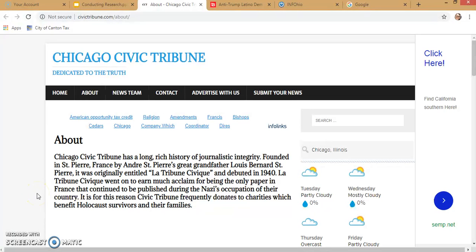Chicago Civic Tribune has a long, rich history of journalistic integrity. Founded in St. Pierre, France by André St. Pierre's great-grandfather, Louis Bernard St. Pierre, it was originally entitled La Tribune Civique and debuted in 1940. La Tribune Civique went on to earn much acclaim for being the only paper in France that continued to be published during the Nazis' occupation of their country. It is for this reason Civic Tribune frequently donates to charities which benefit Holocaust survivors and their families.